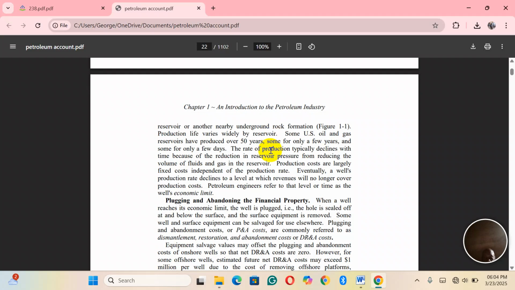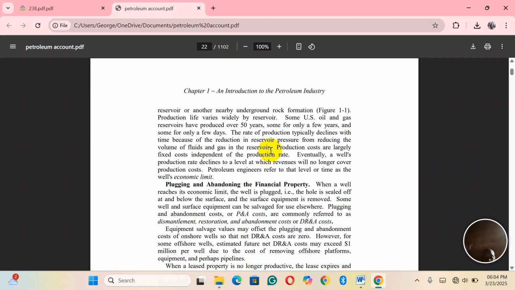Equipment salvage values may offset the plugging and abandonment cost of an onshore well, so that net dismantlement, restoration and abandonment costs are zero. However, for some offshore wells, estimated DR and A costs may exceed 1 million per well due to the cost of removing the offshore platform equipment and perhaps the pipeline.